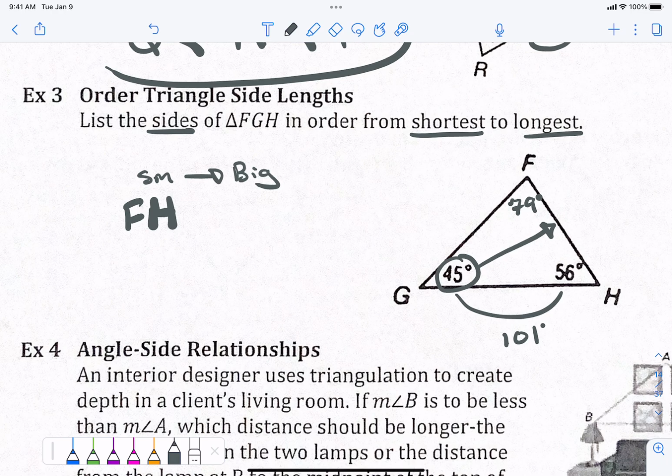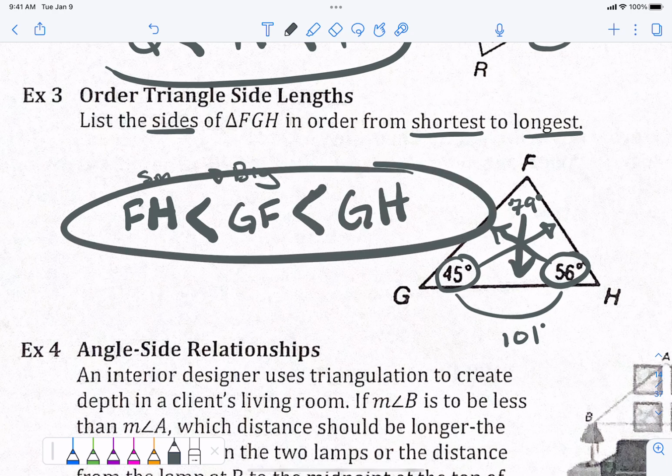I want to say that that is less than the middle one, which is opposite 56, which is FG, or GF. It doesn't matter which way you go. Then EH, there you go. Okay, putting them in order from smallest to largest, or shortest to longest.